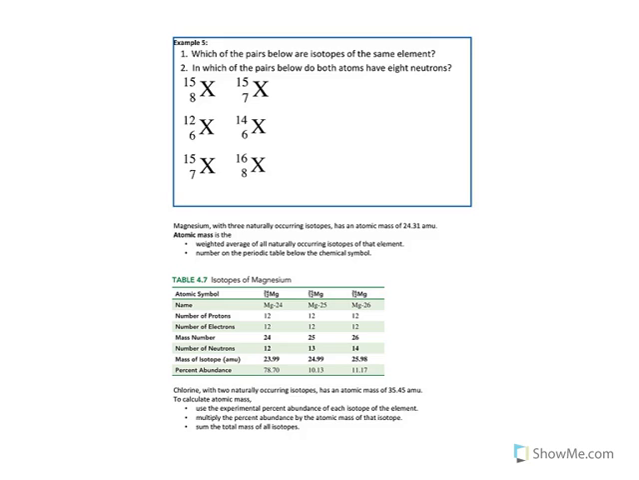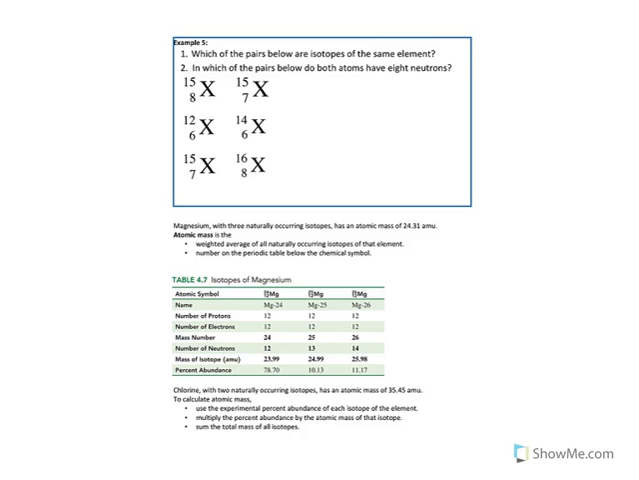What is an isotope? You may remember from the previous lecture that isotopes are atoms of the same element that have the same number of protons and electrons, but different numbers of neutrons. So let's take a look at the following elements. Which of the pairs below are isotopes of the same element? And in part 2, in which of the pairs below do both atoms have 8 neutrons?